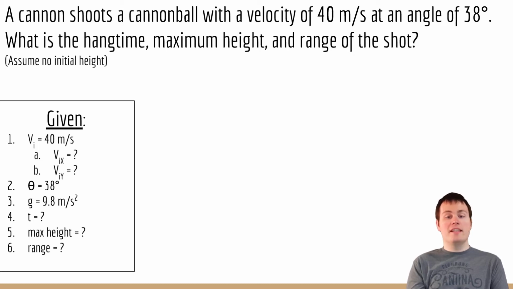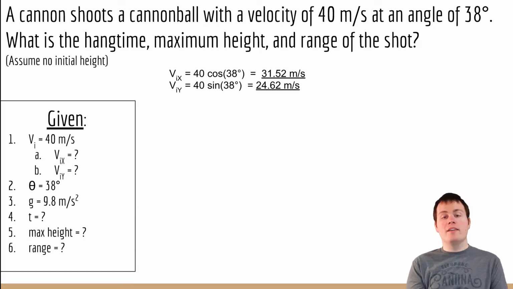I want to find the horizontal and the vertical components. To do that, you just need to multiply the initial velocity times the sine or the cosine, depending on whether you want the horizontal or vertical component. For this problem, we find the horizontal component is 31.52 meters per second and the vertical is 24.62 meters per second. And now you have a choice as to what you want to solve next.